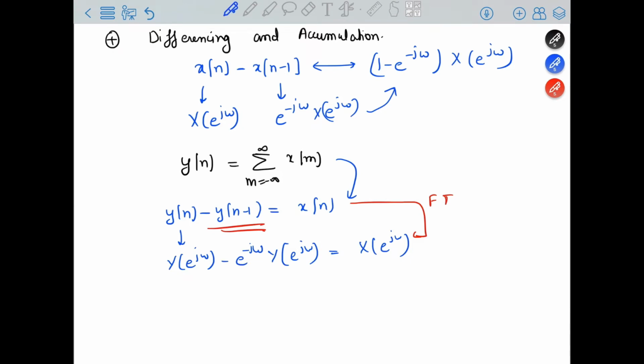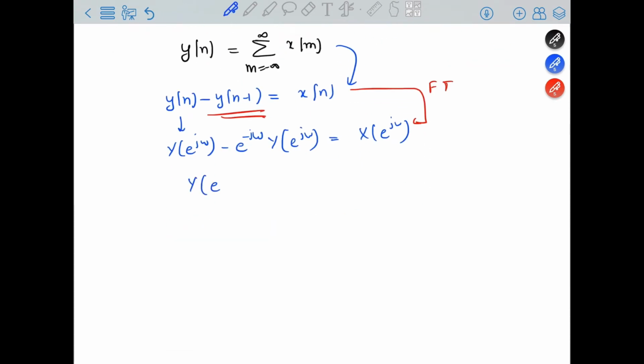So when we rearrange it, what we'll get is Y(e^{jω}) equal to X(e^{jω}) divided by 1 minus e raised to the power minus jω. As we have taken y[n] as the accumulation of x[n], its Fourier transform is X(e^{jω}) divided by 1 minus e raised to the power minus jω. But this is not the correct answer, because as we have seen in the integration case there is some constant added to it that is representing the DC or average part.